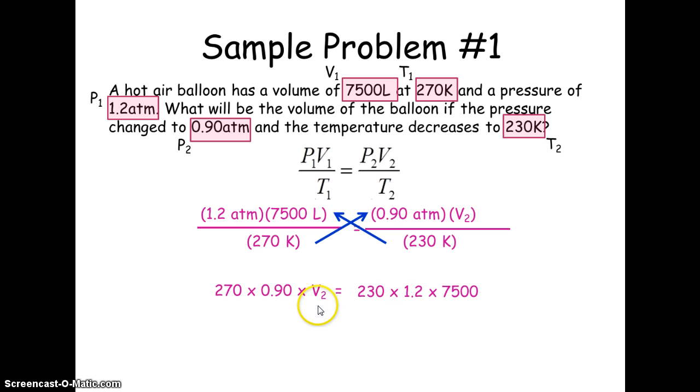And our next step is to solve for V2. So we're going to multiply 270 times 0.9 and end up with 243 times volume 2 is equal to, multiply all the numbers on this side, that is 2,070,000. So last step is to isolate volume 2, get it by itself. We divide both sides by 243 and end up with volume 2 is equal to 8,500 liters. So, in this way, we remember when we want to cross multiply, making sure we're keeping track of our units and solving for volume 2.